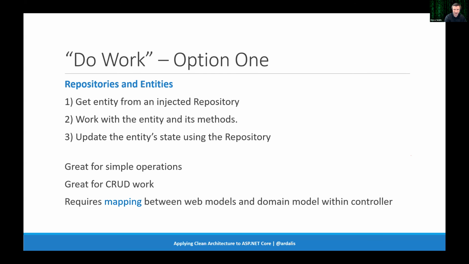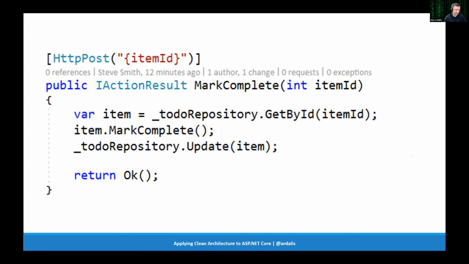It works well for CRUD work. It works well when you have a domain model that is mostly encapsulated inside your entities, which is a good thing. That's how it should be. This does require mapping between your web models, your API model, your binding model, whatever, and your domain model in your controller, typically. And here's an example of what it might look like.